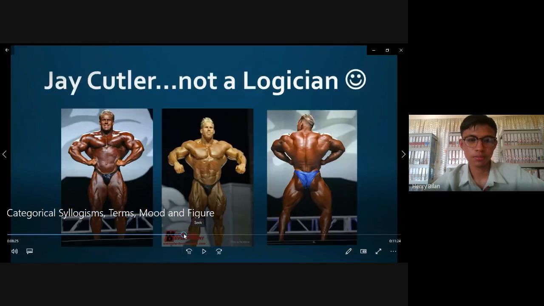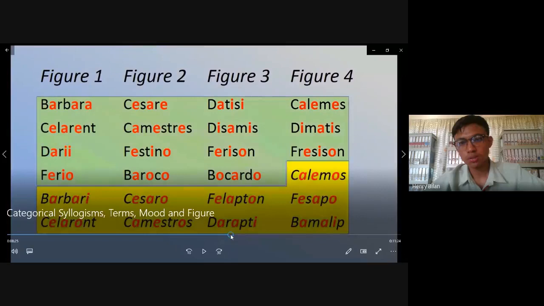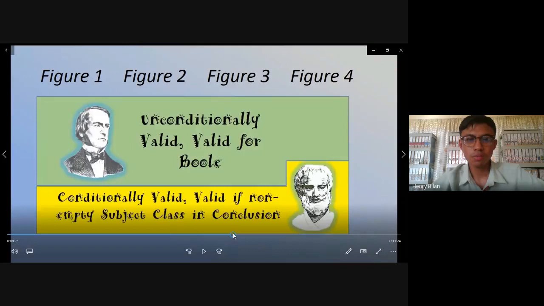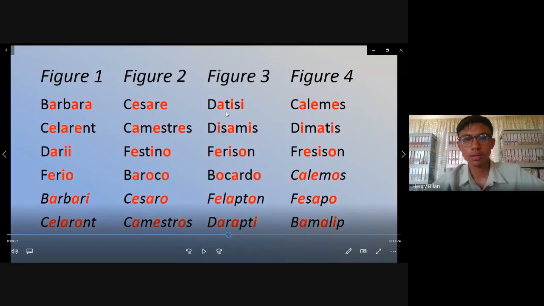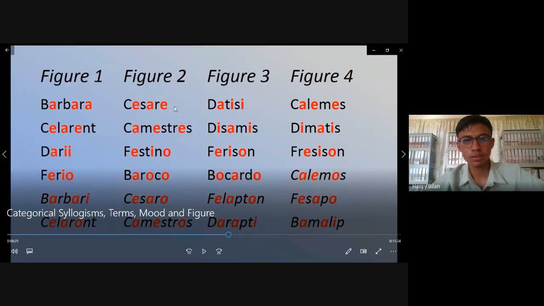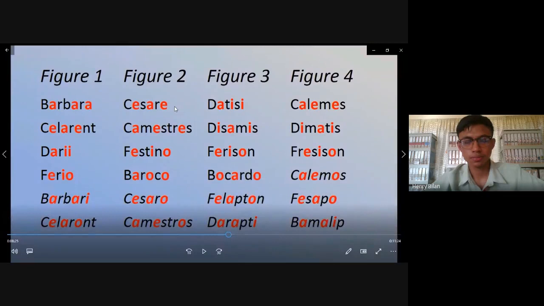Now, how to determine the validity? Actually, nandito rin siya, pero ewan ko anong nangyari. Nandito na siya actually. If you're just able to determine, kung alam niyo lang yung mood and figure, alam na ninyo yung mga valid and invalid. Hindi niyo pa nga basahin eh. Ito lang i-memorize ninyo o tignan nyo. The rules. Kasi nakabase yung validity nila sa rules. It means if a syllogism is valid, it does not violate any rule. If it violates any rule, then it is invalid. But there are some exceptions. Yung mga conditional. Because we have 15 unconditional valid syllogisms, and we have 9 conditional valid syllogisms.